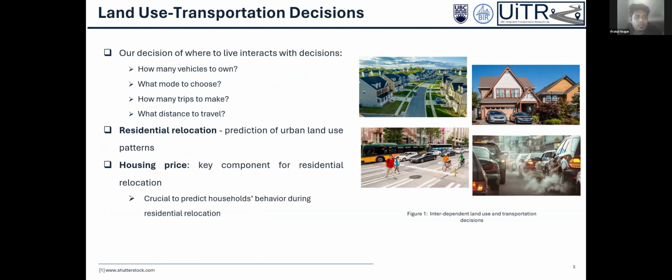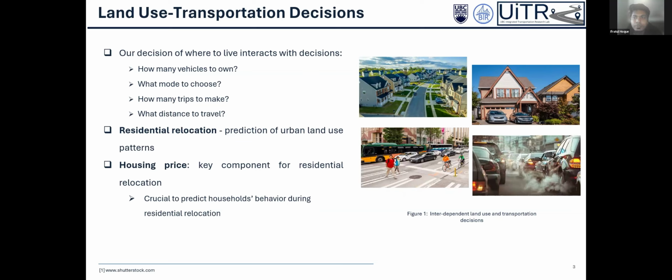So first, what are land use and transportation decisions? Our decisions about the locations we choose to live actually depend on several other things, such as how many vehicles we own, what mode we choose to travel for different trips, how many trips we usually make, and what distance we travel. All of them are interdependent in choosing the location in which we want to live. So modeling all of this and using this model to predict urban land use is called residential relocation.